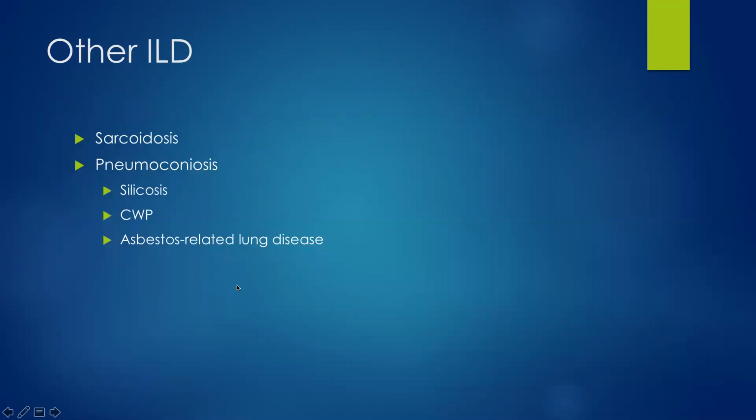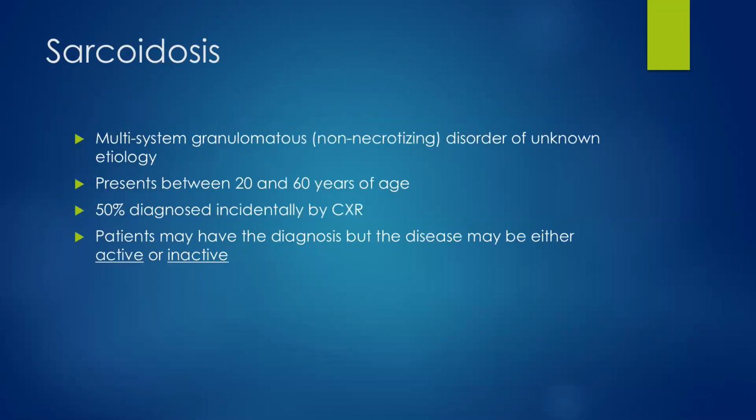Okay, so just briefly, I'm going to talk about a couple of other ILDs. There's a ton here. I just wanted to give you an idea about what they are. So sarcoidosis. It's, again, kind of a magical condition that nobody really understands. It's multi-system. It can affect anywhere in your body. Granulomatous, non-necrotizing disorder. We have no idea what causes it. It can present anywhere from your 20s to 60s.